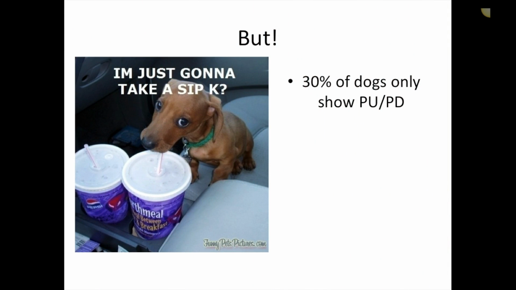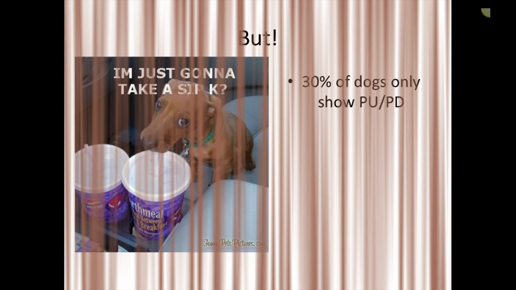30% of dogs who have Cushing's only show PUPD, so polyuria, polydipsia. Okay, so they can be happy, totally normal looking, essentially wouldn't even notice it, except that their owner might maybe mention that they seem to be drinking a little bit more, or when they pee, it seems to be a lot of urine.